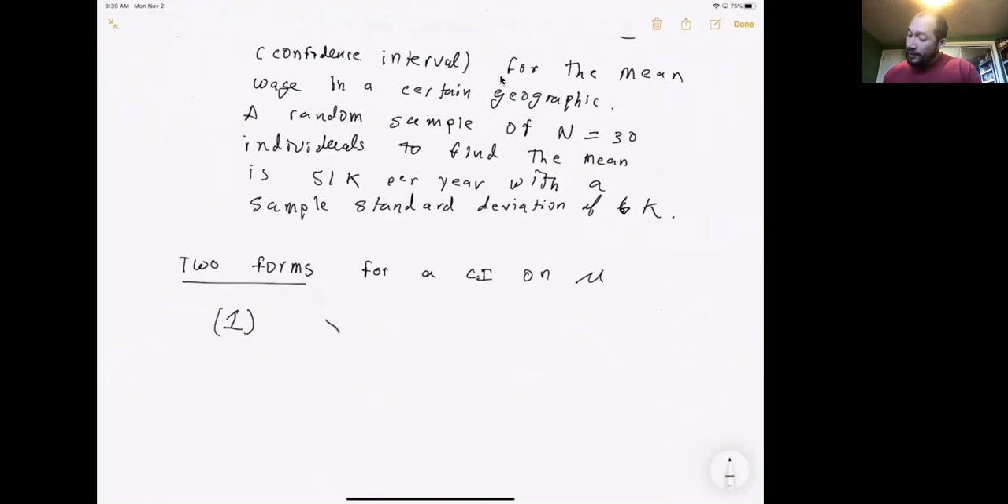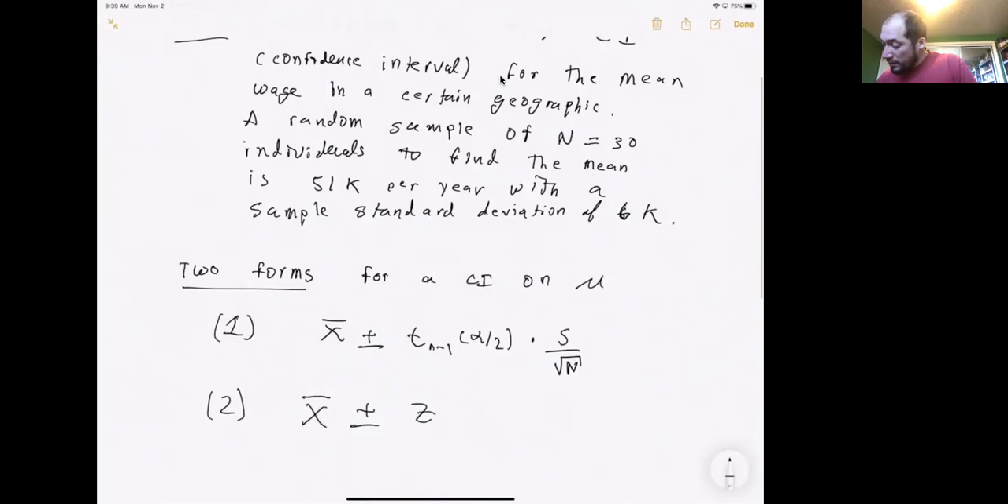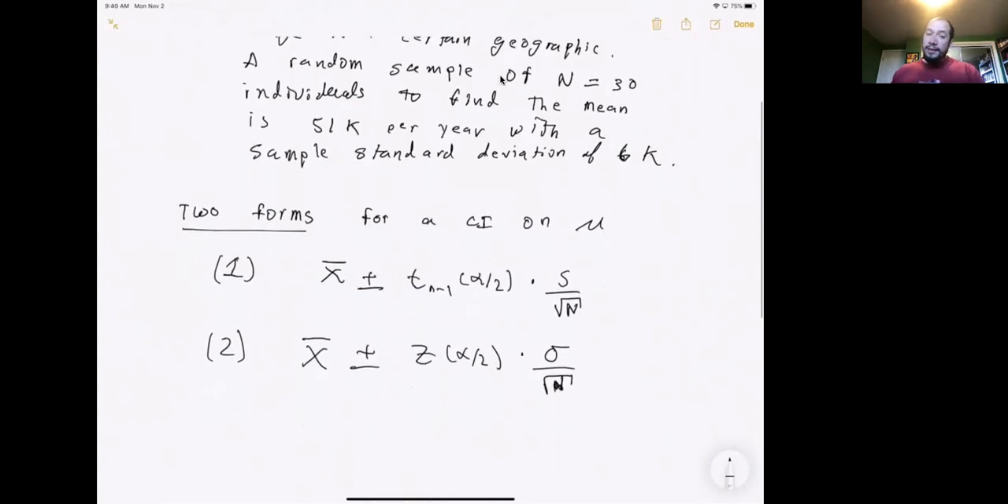Okay, so one form is to calculate x bar plus or minus t of n minus 1 of alpha over 2 times s over root n. And the other one is very similar. Okay, what's the difference between these two forms? One of them has a t, one of them has a z. What do those stand for? And in 1 versus 2, there's an S, and in the other one, there's a sigma. What do those things represent?